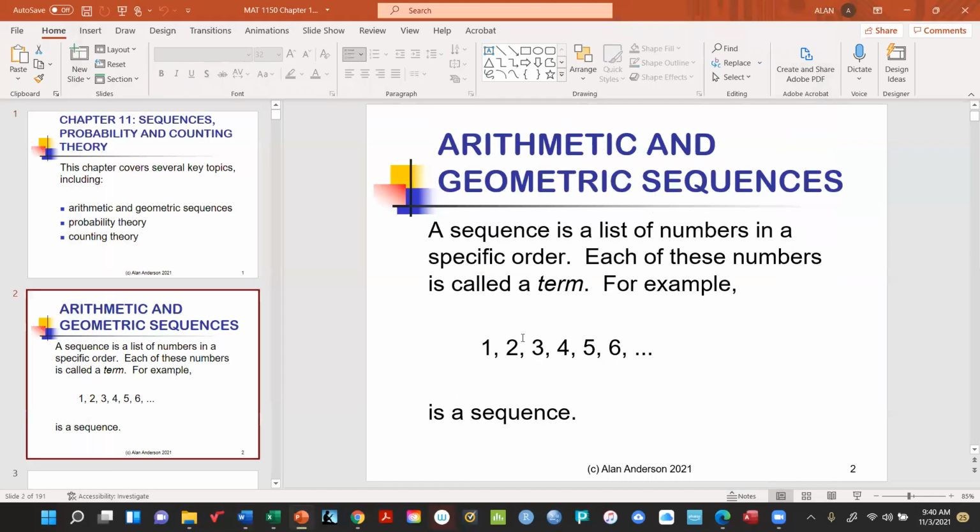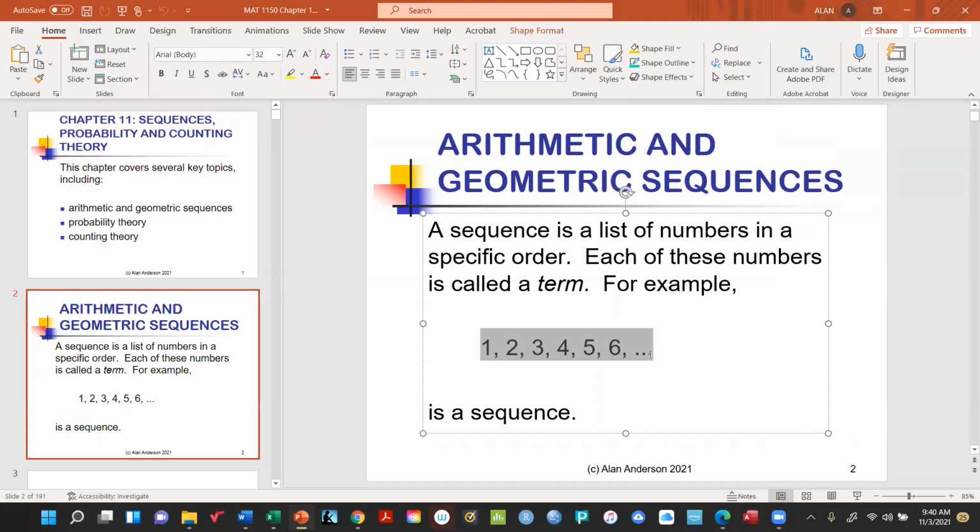For example, an arithmetic sequence simply means you have a string of numbers like this, or a list of numbers that are listed in a particular order, and you should be able to tell from the pattern what comes next. So here, for example, it's pretty obvious that 7 comes next because this sequence is set up so that we start with 1, and then in order to get to the next term, we simply add 1. 1, 2, 3, 4, 5, 6, et cetera, et cetera. The 3 dots here, of course, means that this goes on forever. And there's a pattern to it.